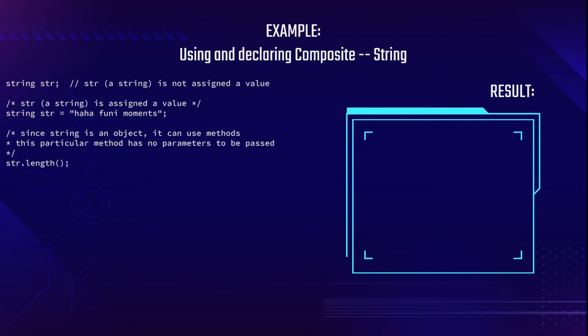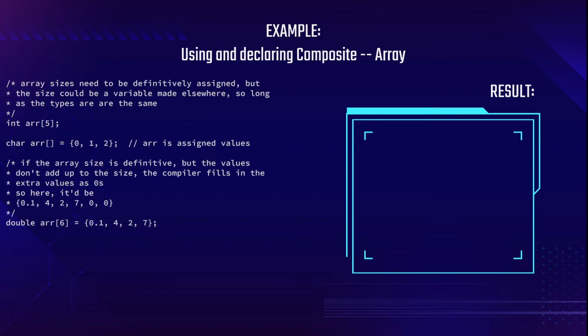Unless they're just static and we're just calling them to be whatever, right? And then parameters are going to be whatever we're passing to manipulate that data. So, composite types, let's talk about arrays.